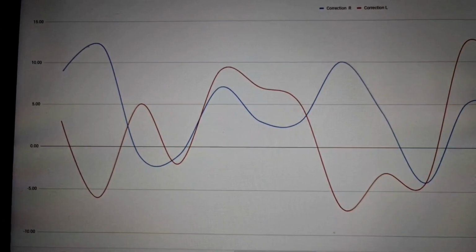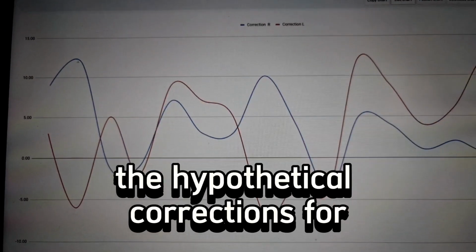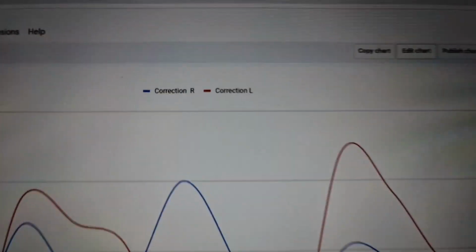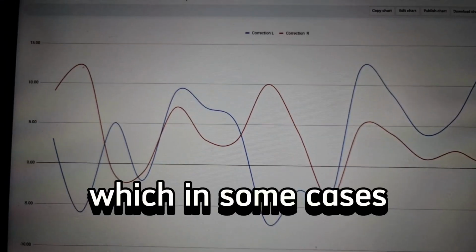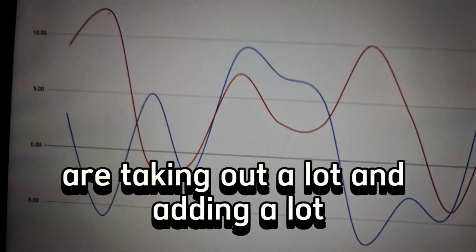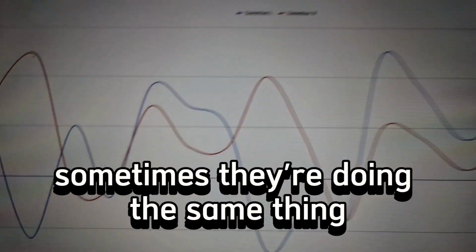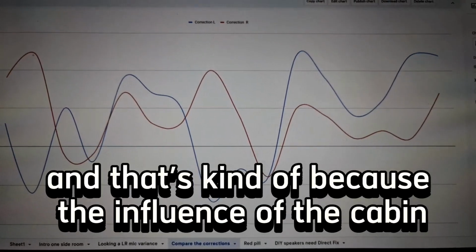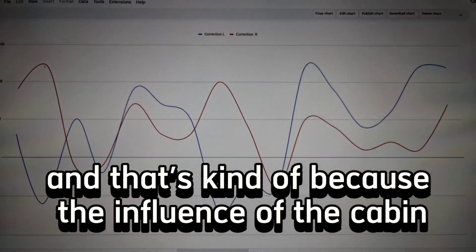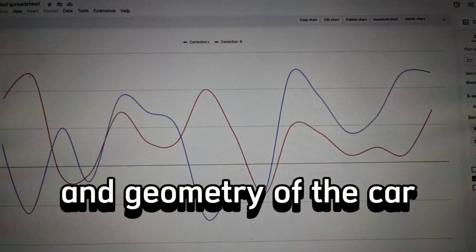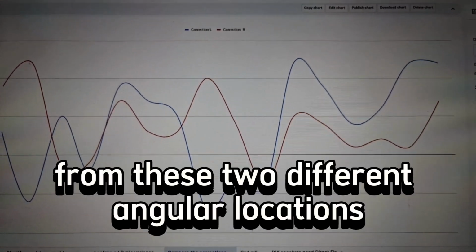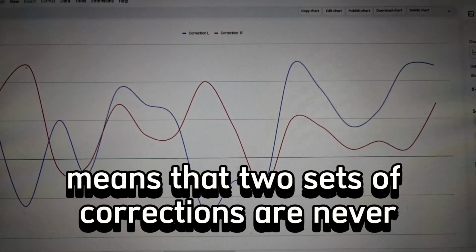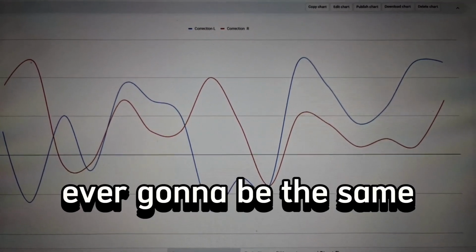Now this is the hypothetical corrections for mic left and mic right, which in some cases are taking out a lot and adding a lot. Sometimes they're doing the same thing. And that's because the influence of the cabin and geometry of the car from these two different angular locations means that our two sets of corrections are never ever going to be the same.